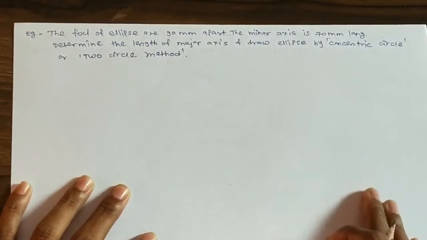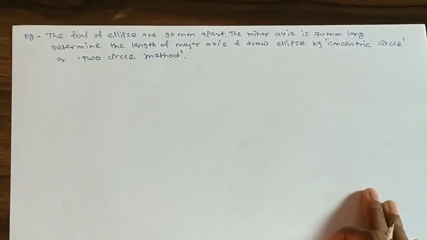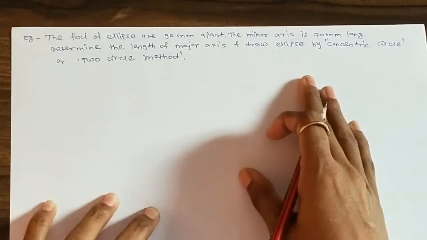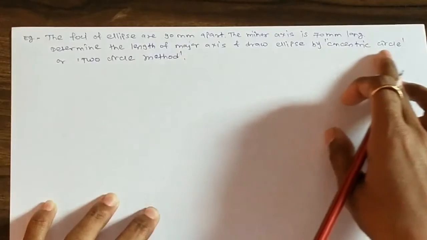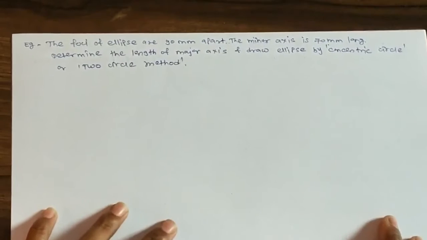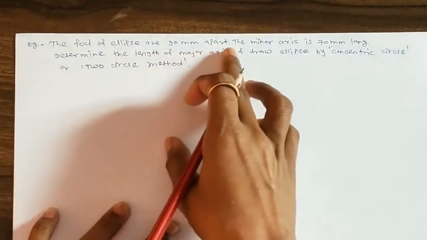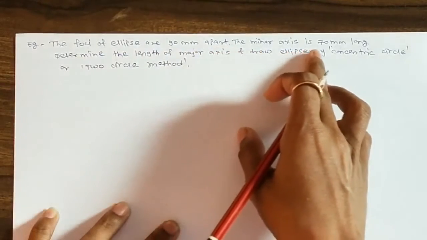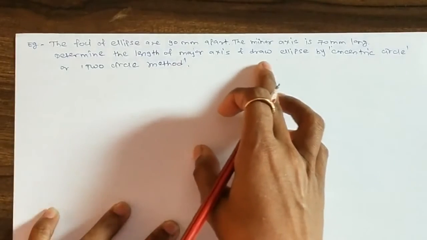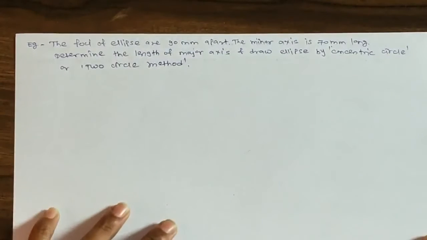We have seen the first method of drawing an ellipse, which is the arcs of circle method. Now we will see the second method. It is called the concentric circle method or two circle method. Let us take an example. The foci of an ellipse are 90 mm apart. The minor axis is 70 mm long. Determine the length of the major axis and draw the ellipse by the concentric circle or two circle method.